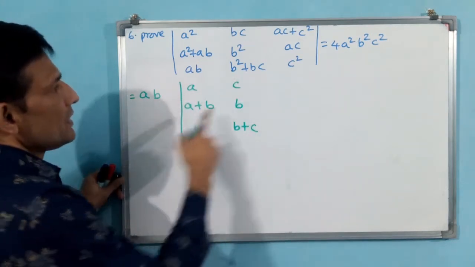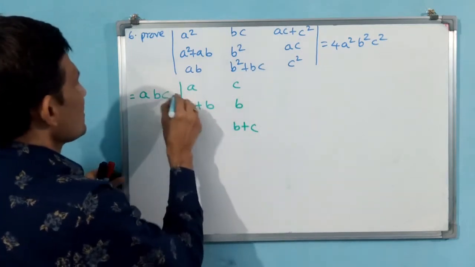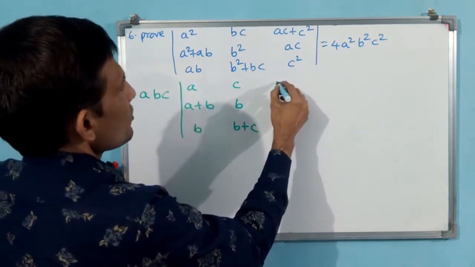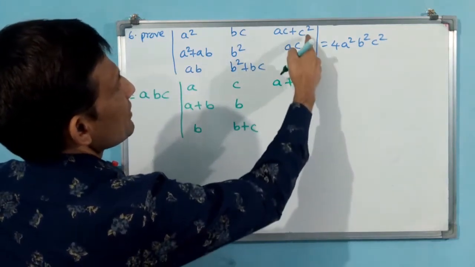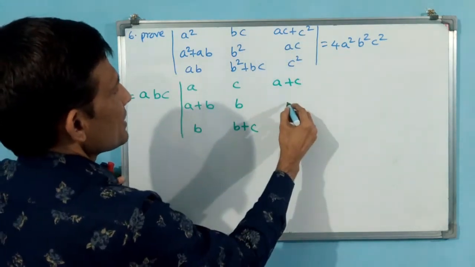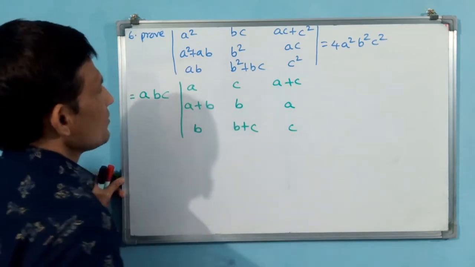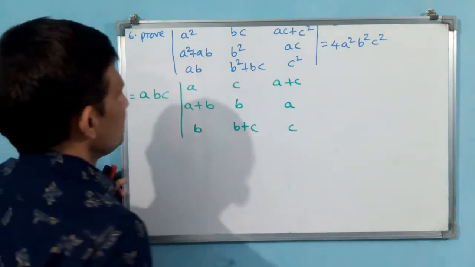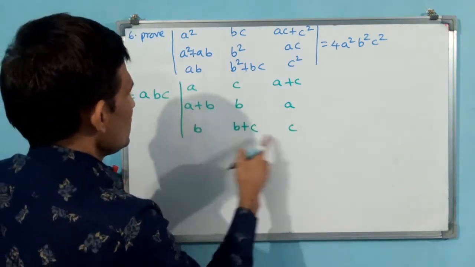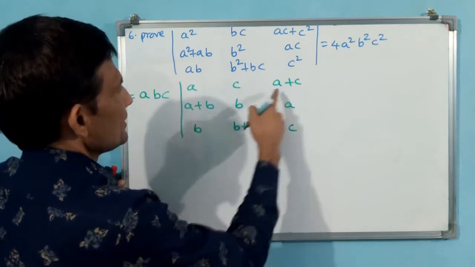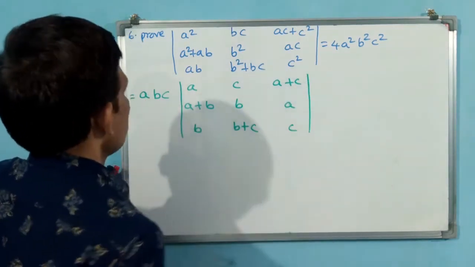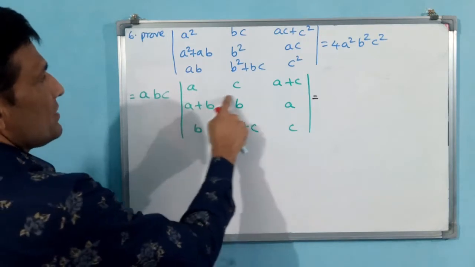Again from here I am taking c outside. Then here only a will be there, plus c, one c will be there. Here also only a will be there, and here also one c will be there. Is it okay? Two a's, two c's, two b's: a plus b, b plus c, a plus c. This must be okay, I feel.